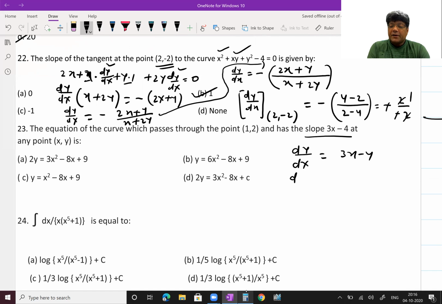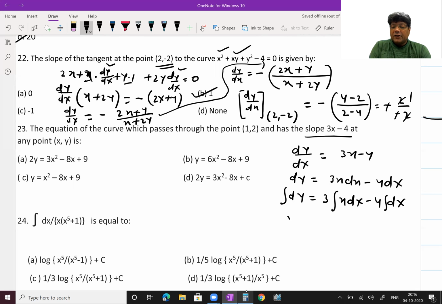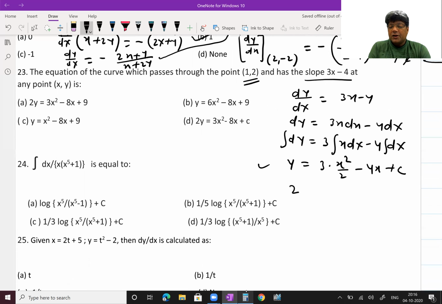If you cross multiply, dy is equal to 3x dx minus 4 dx. Integrating both the sides, integration of dy is equal to 3 integration x dx minus 4 integration dx. So y is equal to 3 into x square by 2 minus 4x plus c. Now this is passing through the point (1, 2), so (1, 2) will satisfy this. So if you put 2 is equal to 3 into 1 square by 2, that is 1 by 2, minus 4 into x value 1 plus c.